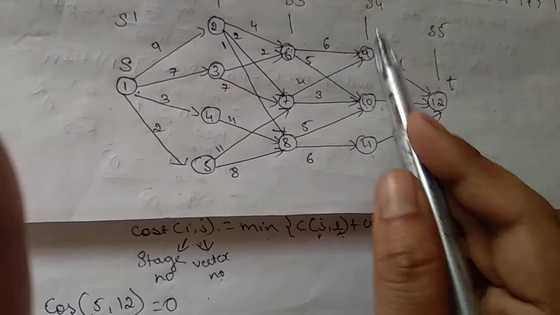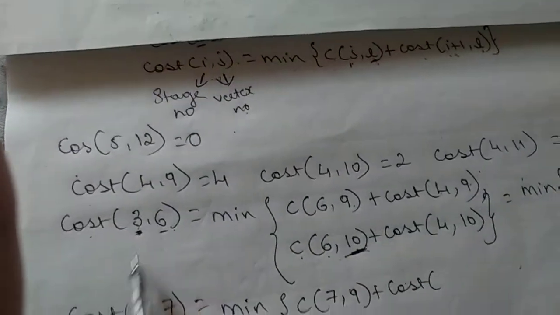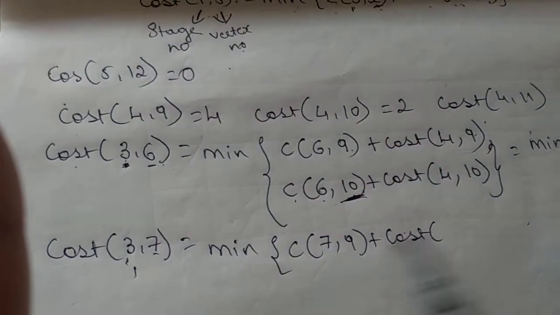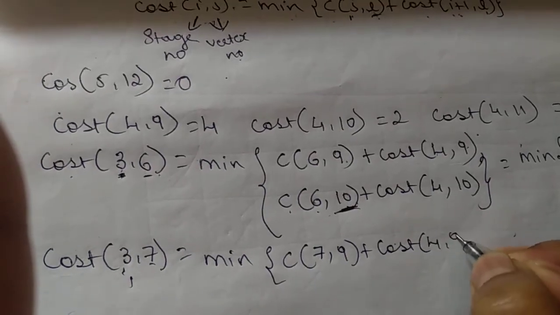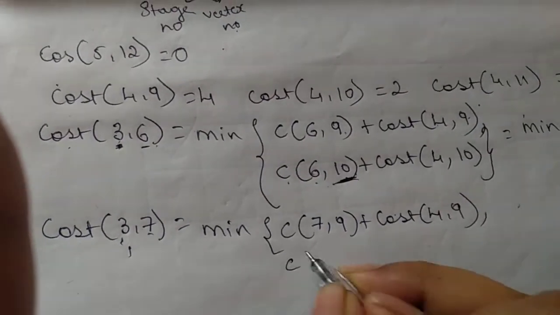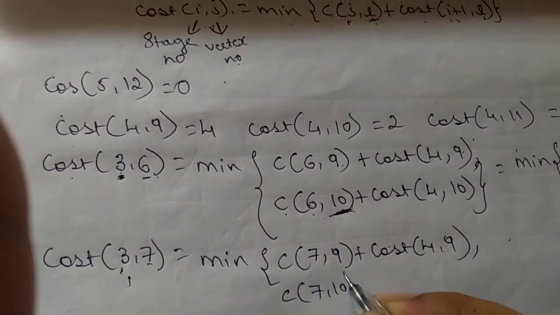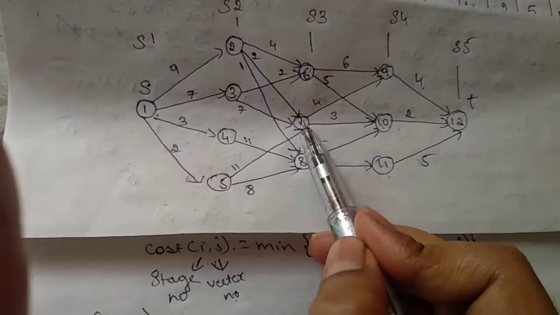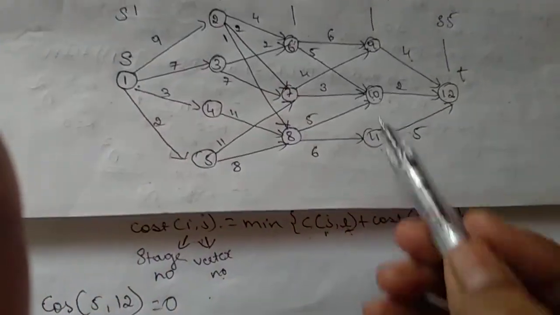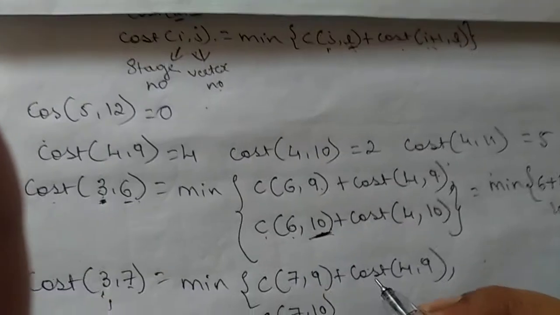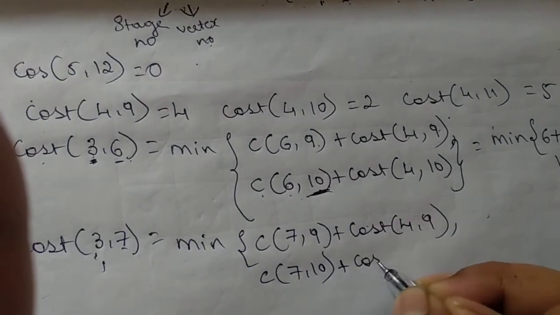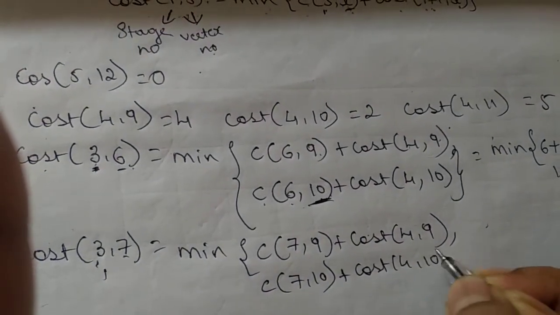cost of 9, which is present in the fourth stage. Here also I is 3, so I plus 1 is 4. Then 4, comma 9, and C of 7, comma 10, because 7 is going to 10 now. 10 is in which stage? Fourth stage. Plus cost of 4, comma 10.